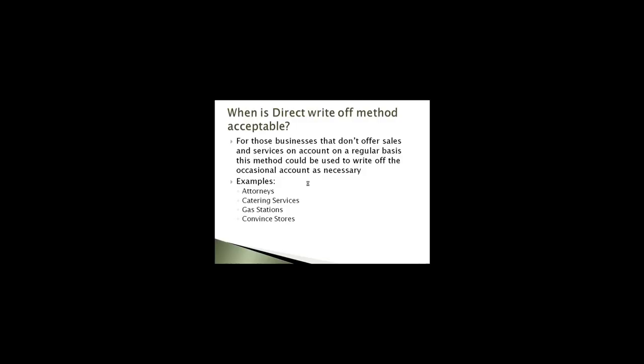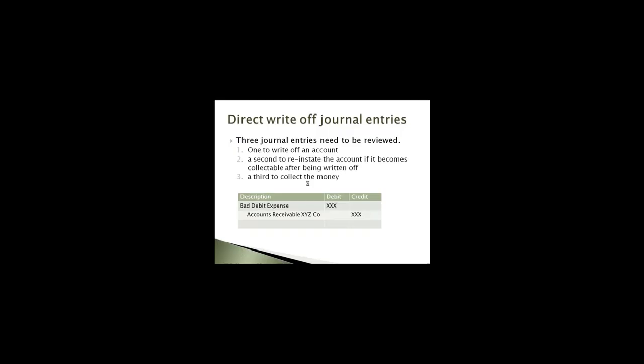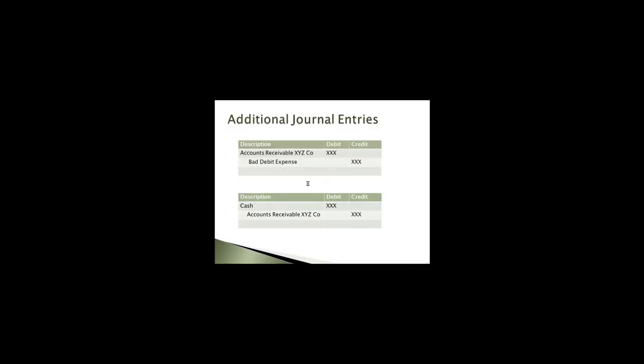Assuming the direct write-off method meets the needs of a business, the following are examples of journal entries used to write off an account, reinstate an account that was previously written off, and to collect the money. To write off an account, we debit bad debt expense and credit accounts receivable as we stated previously. If the account should become active subsequently and collections are now possible, there are two entries that need to be made in the journal. One, to reinstate the account, which is shown above, debit accounts receivable and credit bad debt expense. And then second, a journal entry to collect the money, which is a debit to cash and a credit to accounts receivable.